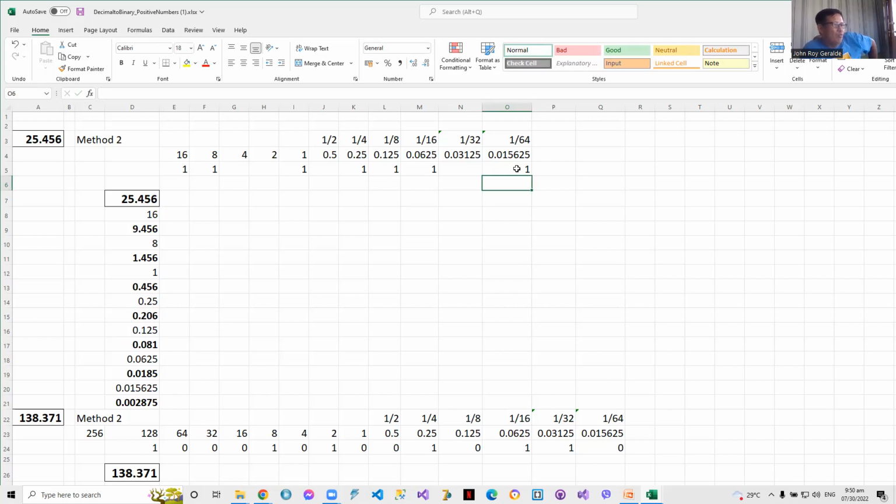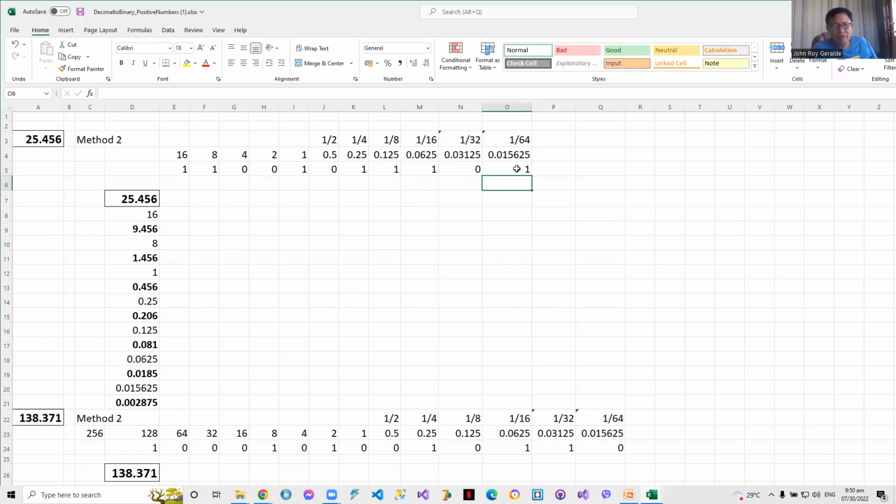The next is 1/128. Okay, hanggang 6 binary places lang tayo. Now, all the vacant places, we mark with 0. Do you follow? So that's the pick, mark, and subtract.